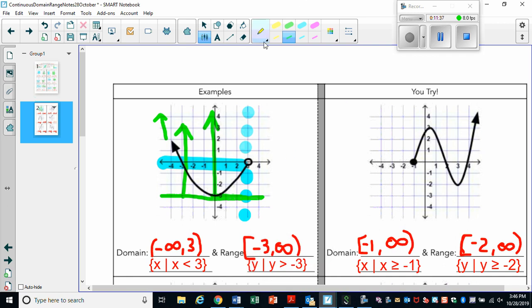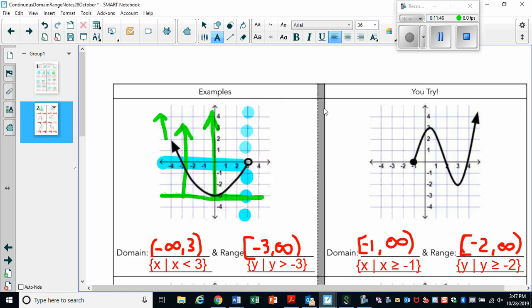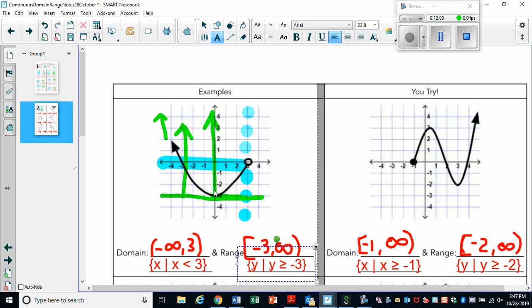And in this case, I'm going to change this symbol from a strictly less than to a greater than or equal to sign, because we are touching y equals negative 3.